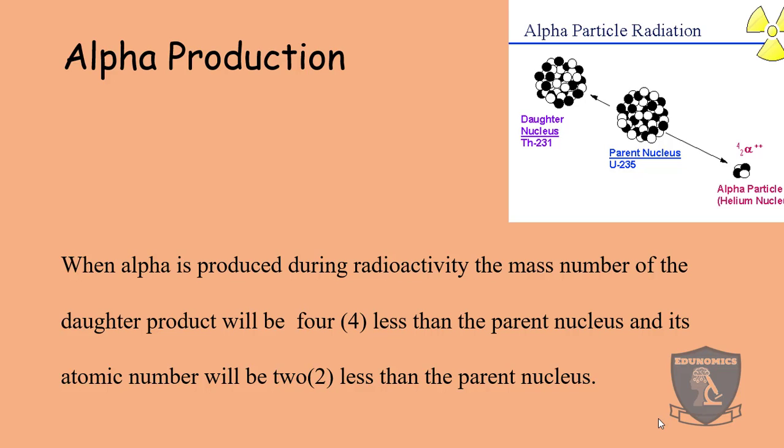When alpha is produced during radioactivity, the mass number of the daughter product will be 4 less than the parent nuclei, and the atomic number will be 2 less than the parent nuclei. And thus, that's why we call it the helium nucleus.